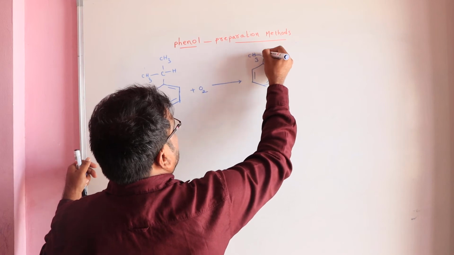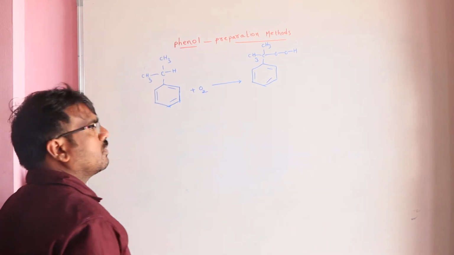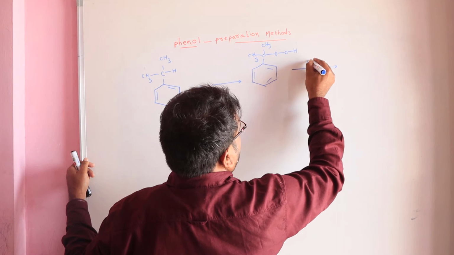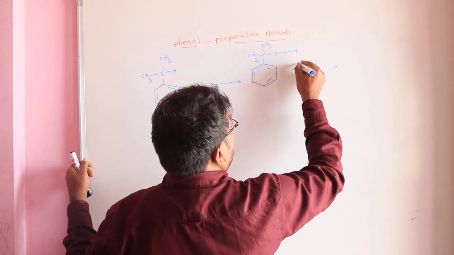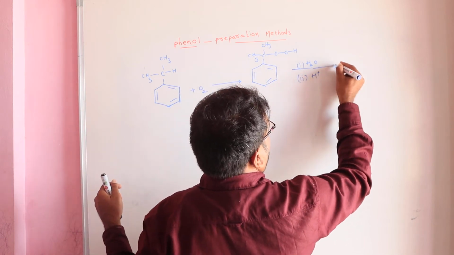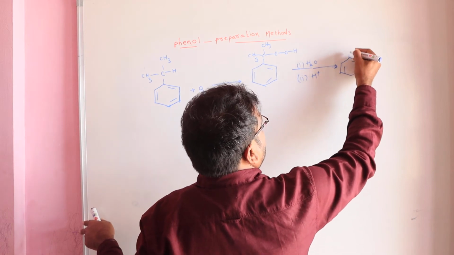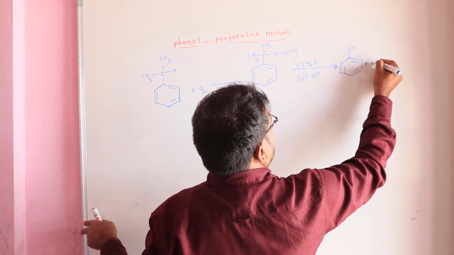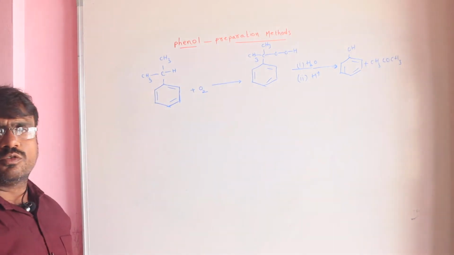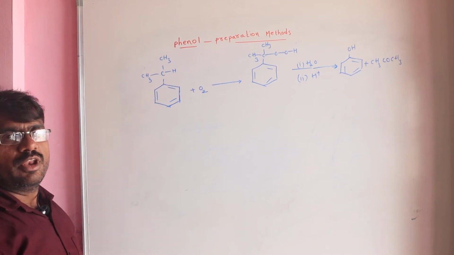This is the structure of the cumene hydroperoxide. Whenever it is treated with water in the presence of acid, then what is our product? Phenol is our product. Along with the phenol, what will we get? Acetone. So this is about the preparation methods of phenol.